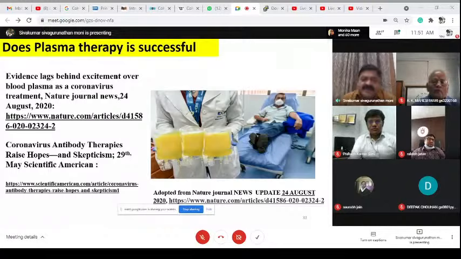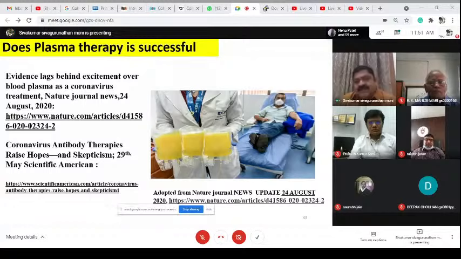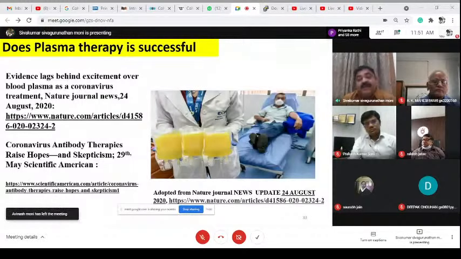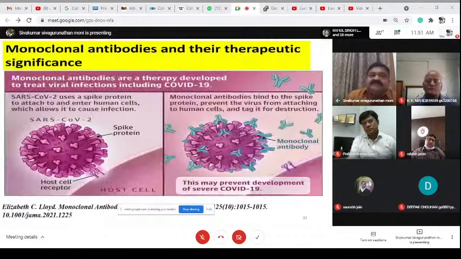Of course, in some conditions, they can try it if the mapping is good. Then its specificity is good, it can neutralize the virus, and viral clearance can easily be achieved. But still, plasma therapy is not successful as far as SARS-CoV-2 virus infection is concerned, because of the mutation variants. And the antibody titer varies from person to person. It's a very difficult task, you can say. So plasma therapy is not very successful in the SARS-CoV-2 infectious stage.